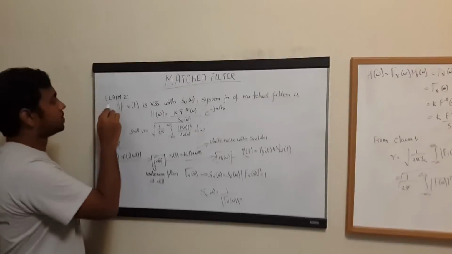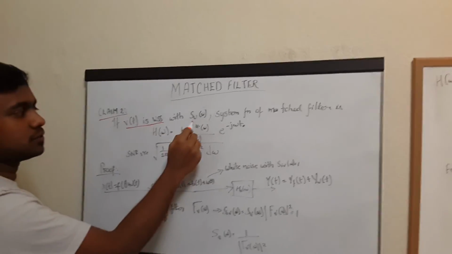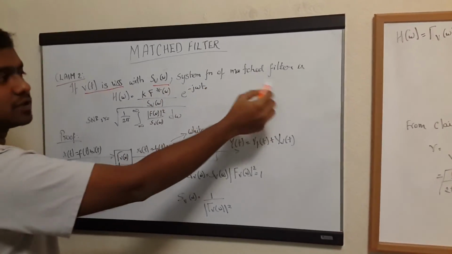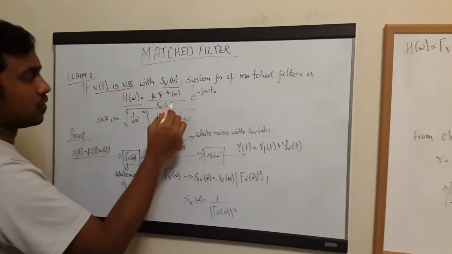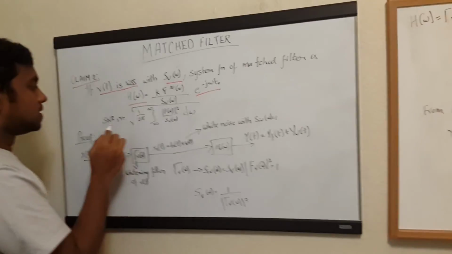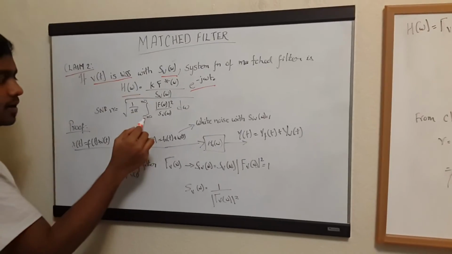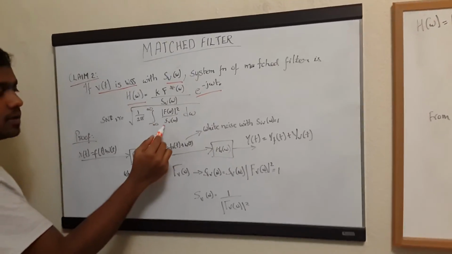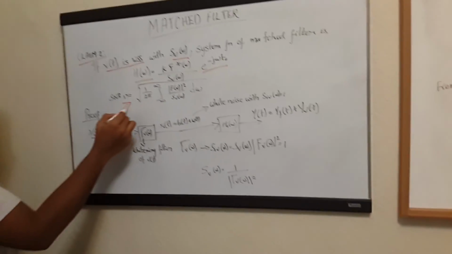Now let's proceed to claim 2. Claim 2 states that if v(t) is WSS with Sv(omega), that is the power spectrum of v, the system function of a matched filter is defined by H(omega) equal to k F conjugate of omega by Sv(omega) into e^(minus j omega t0). The signal to noise ratio r is given by the root of 1 by 2 pi times the integral from minus infinity to infinity of modulus of F(omega) the whole squared by Sv(omega) d omega. So now let us prove this.